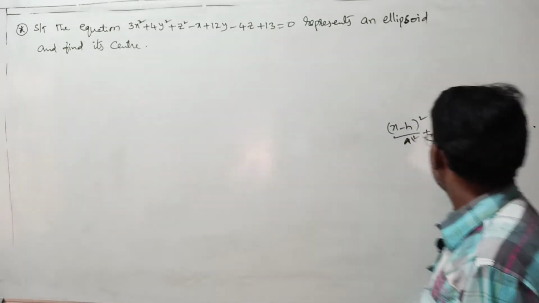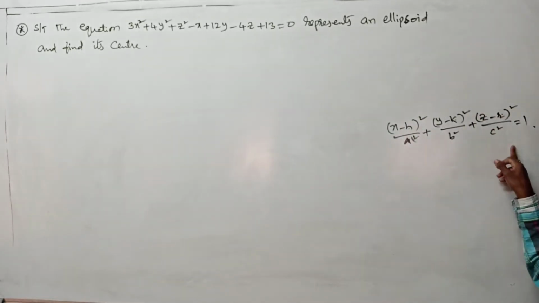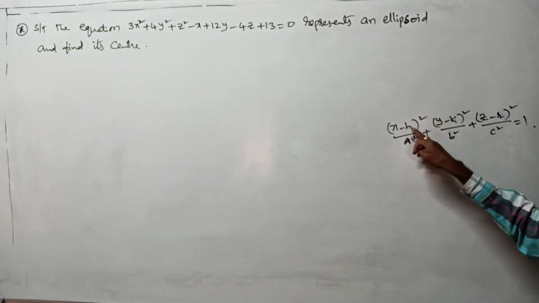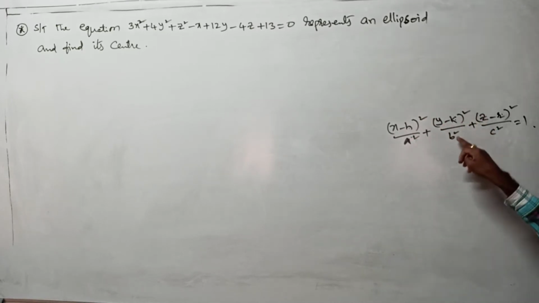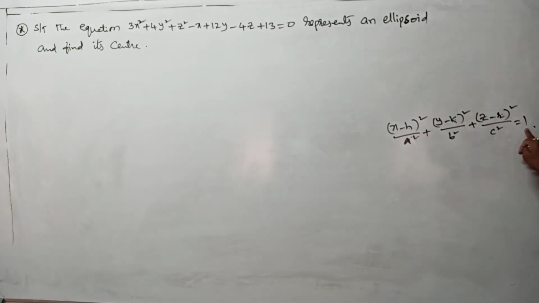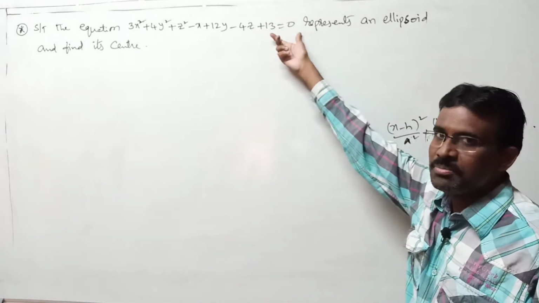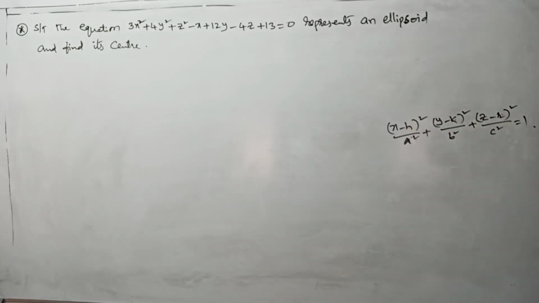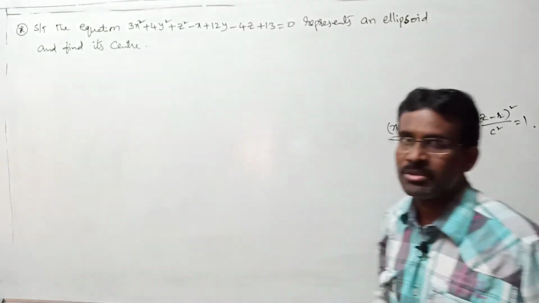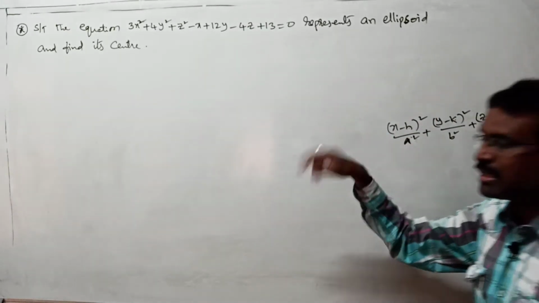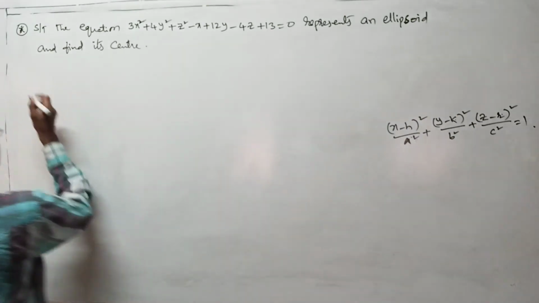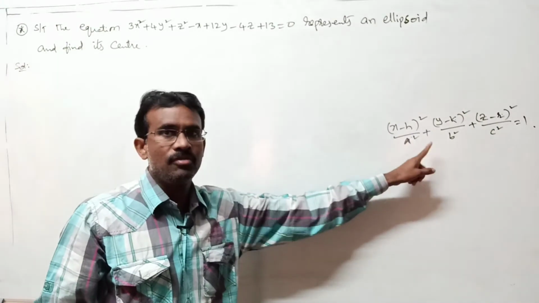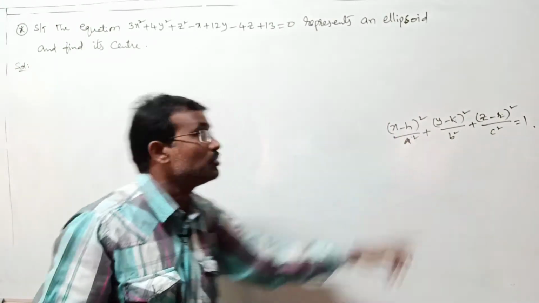Take your given equation and write it in this form. If your given equation is possible to write in this form, x minus h whole square by a square plus y minus k whole square by b square plus z minus r whole square by c square equal to 1, then you say this represents an ellipsoid and its center is h, k, r. At a time we get both conditions. Just by going through the representation of the ellipsoid, internally we get its center. Let us take your given equation and reconstruct it in the basic form.